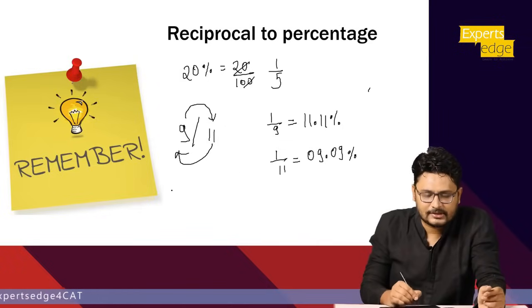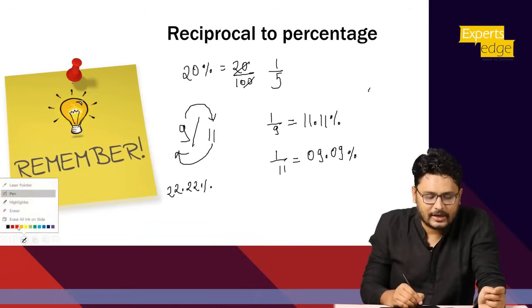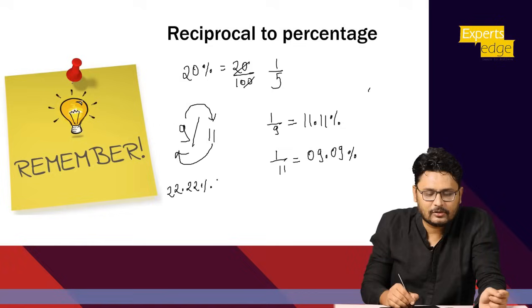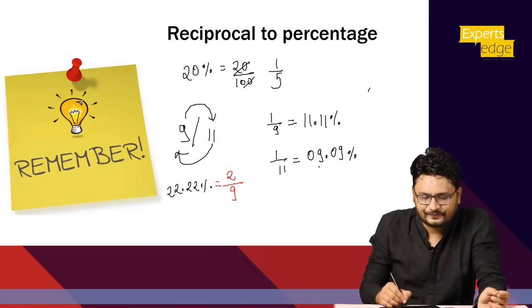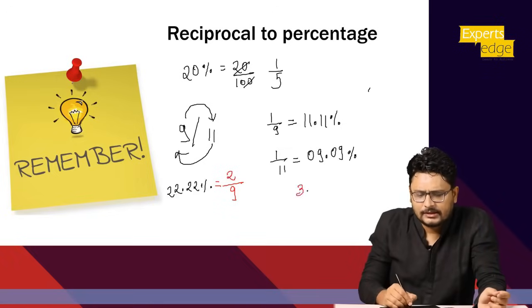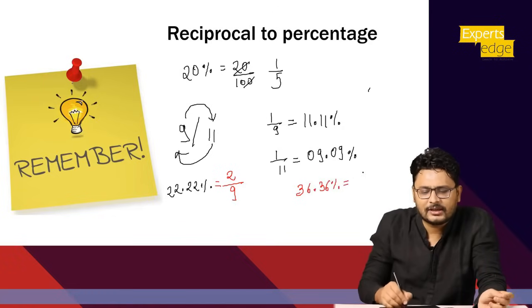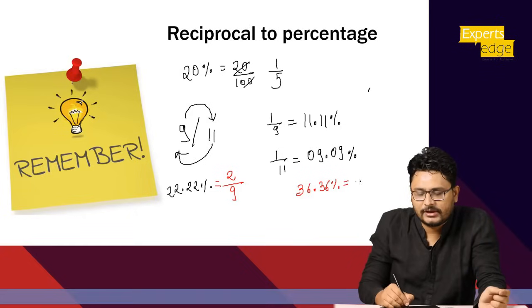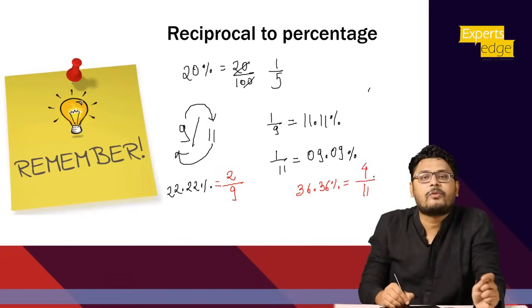So if I say, let's say, 22.22%. Now tell me, is 22 a multiple of 9 or 11? 22 is a multiple of 11, so 9 will come below, because 9 has 11, 11 has 9. And 11 how many times was 22? It is 2/9, right? If I say 36.36%, tell me, does 36 come in the table of 9 or 11? 36 comes in the table of 9, so 11 will come below. And 9 how many times was 36? 4. So it would be 4/11, right?